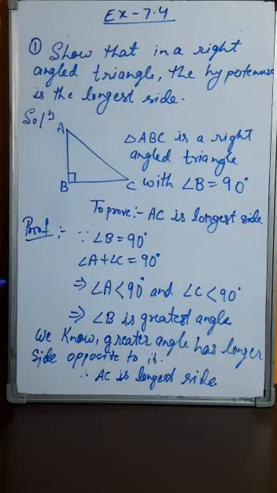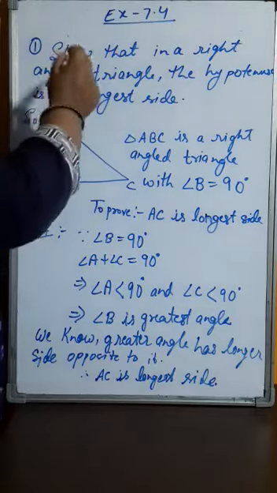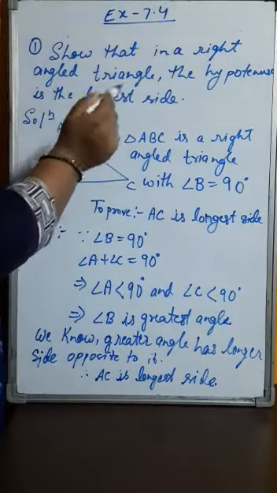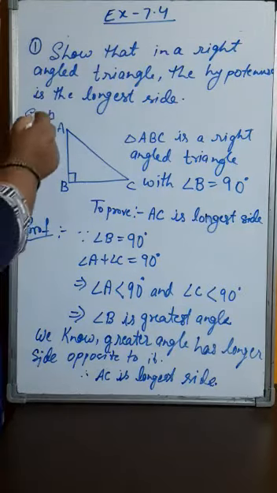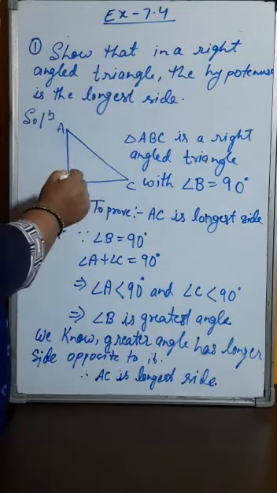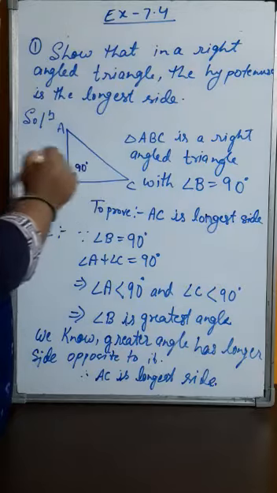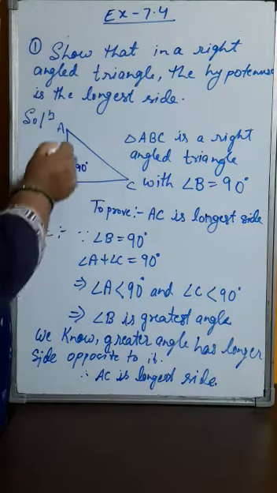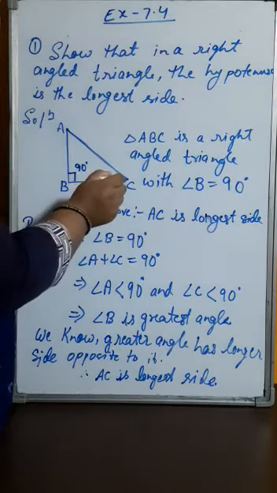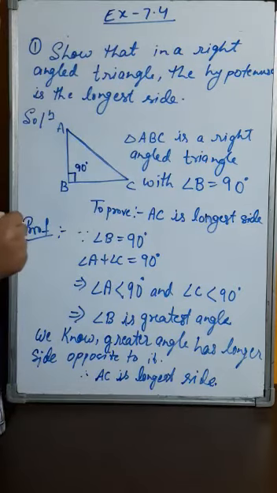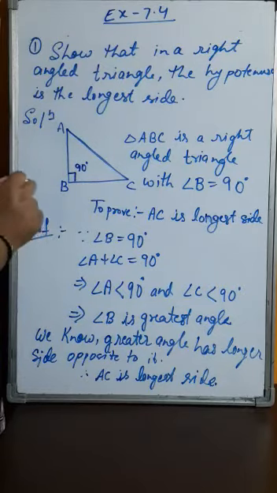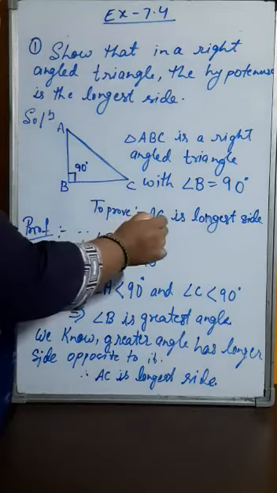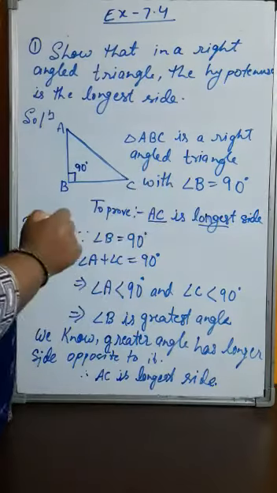So the first question I have taken says: show that in a right angle triangle, the hypotenuse is the longest side. Here I took a triangle ABC in which you can see angle B is 90 degrees. We have to show that the hypotenuse, the side opposite to 90 degrees, which is said to be the hypotenuse of a right angle triangle. So AC is considered as the hypotenuse. We have to prove that AC is the longest side.